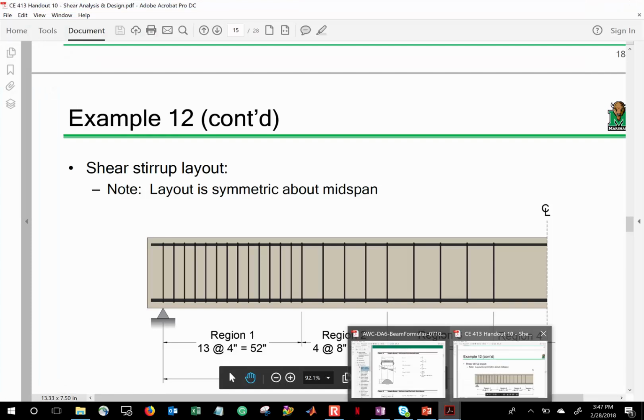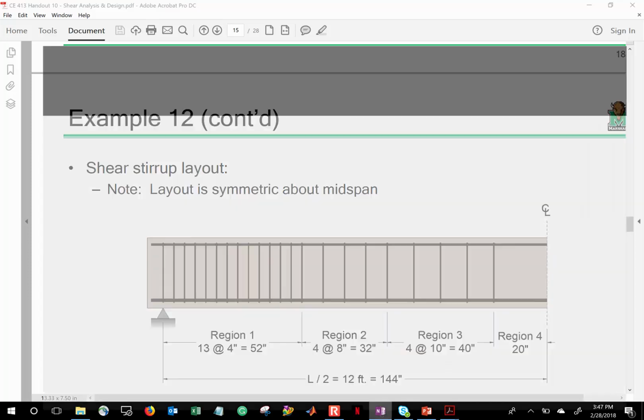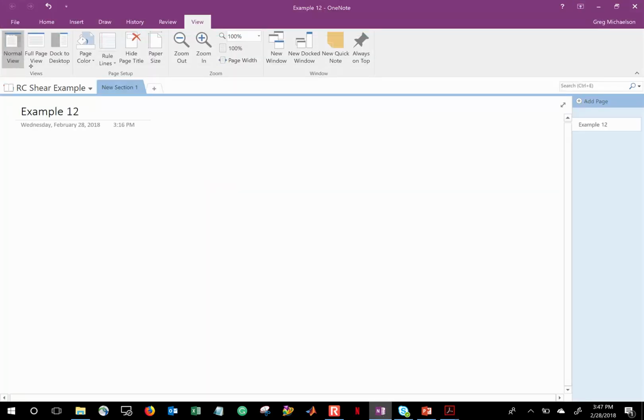So what I want to do is go through some basic math and demonstrate that this beam has sufficient capacity. But in order to do that, we need to do some basic math. So give me 1 second here.